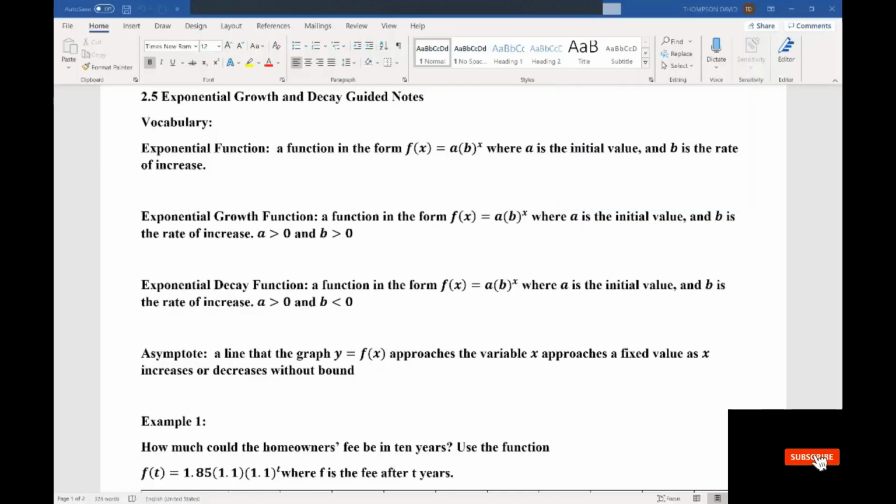In this video, we're going to talk about exponential growth and decay functions. First, the vocabulary. An exponential function is a function in the form f of x equals a times b to the x, where a is the initial value and b is the rate of increase or decrease.